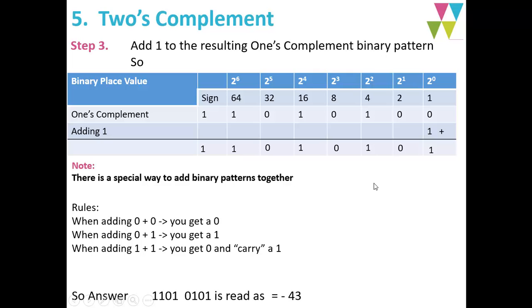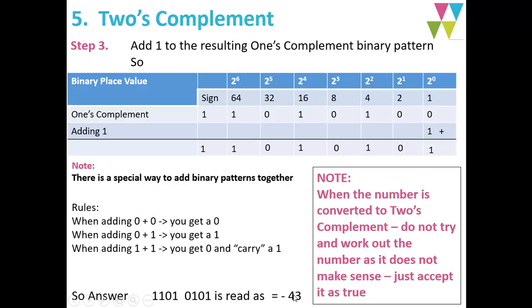Now, what we're saying here is that 2's complement converts basically a positive number to a negative number. And I put it in bold writing here, please do not try and work out the values of these numbers because it just does not make sense. You've converted to 2's complement, and if you've assured yourself that you've done it right, that's great. So just keep that in mind.